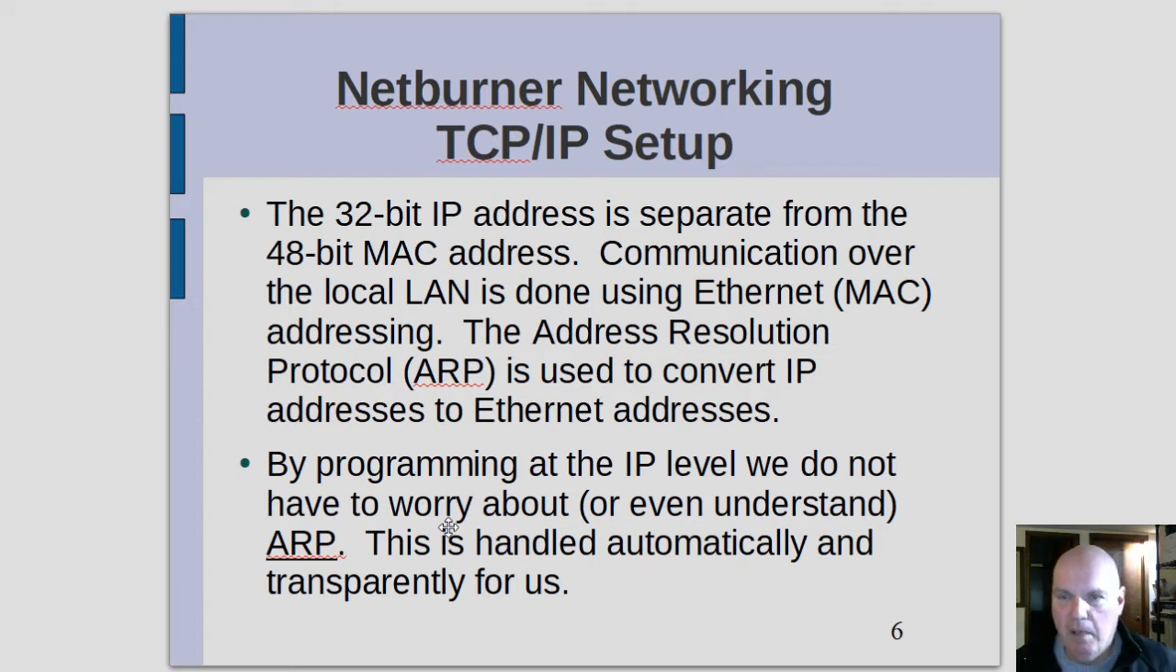The 32-bit IP address is completely separate and different from the 48-bit hardware address or MAC address I talked about earlier. Communication over the local LAN is done using Ethernet. That's common, although there have been other lower level technologies that have been used in the past. But there's a protocol known as the Address Resolution Protocol, or ARP, that's used to convert IP addresses to Ethernet addresses. Again, Ethernet addresses have to be used on the local network. IP addresses are used to access or communicate with computers outside our local network. So all communication packets on our local network use Ethernet addresses.